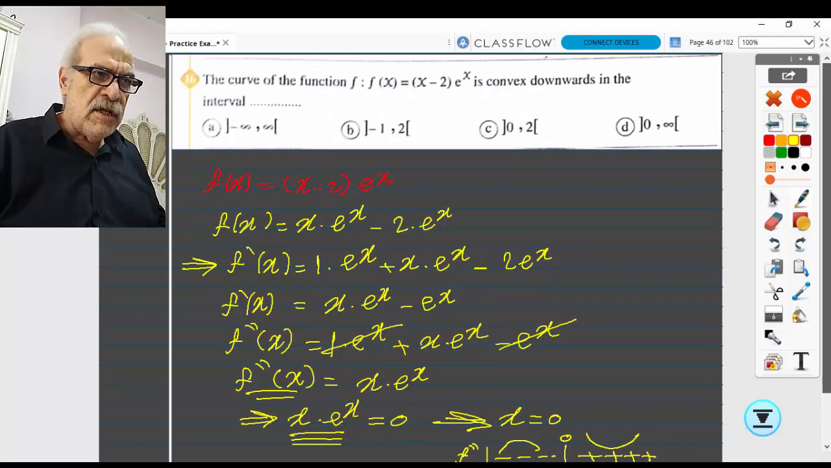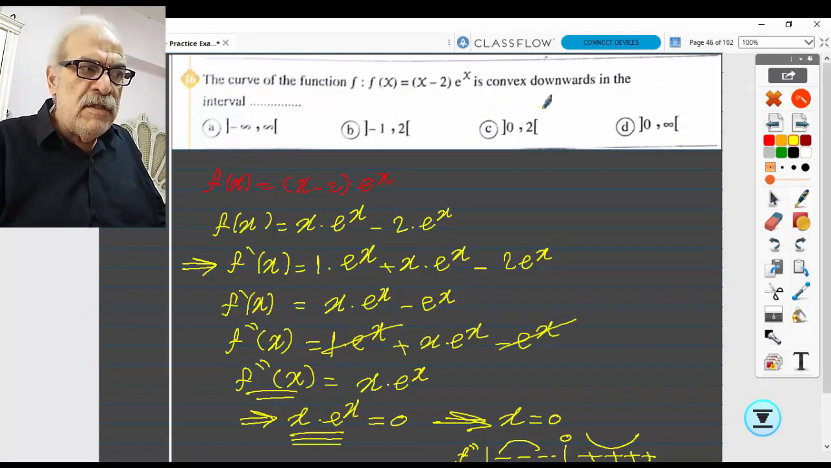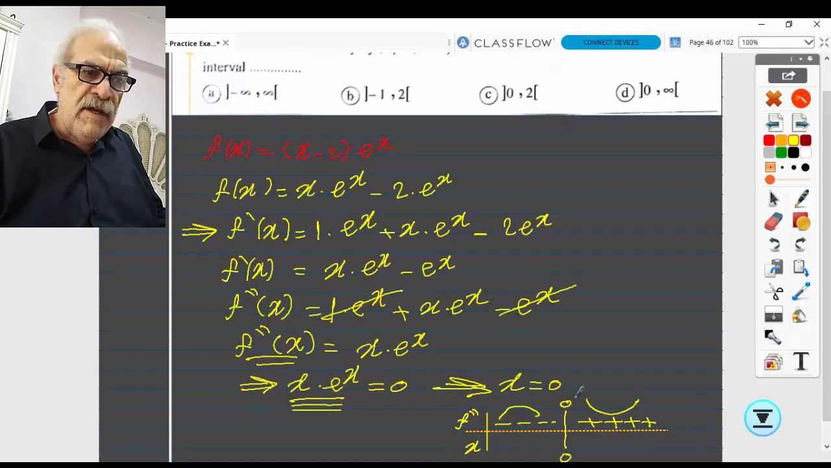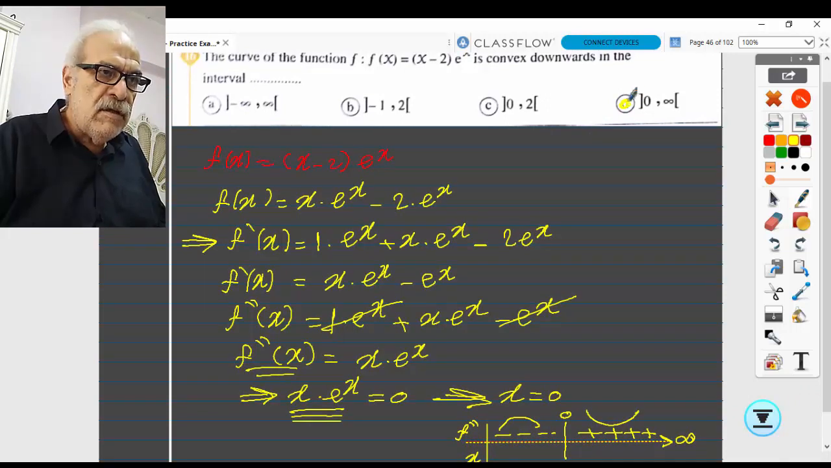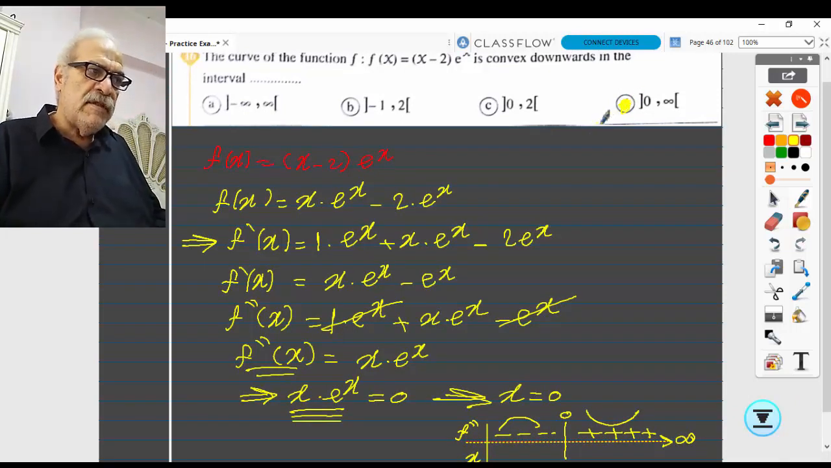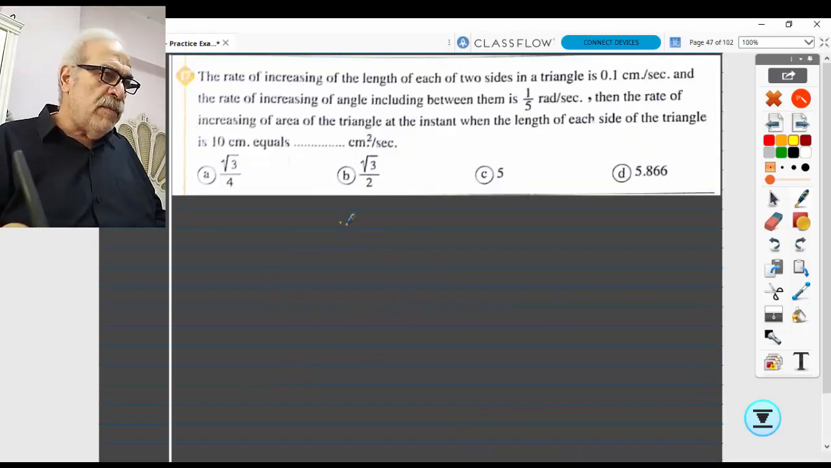Back to the question again. The function is convex downwards in the interval from 0 to infinity, which is at letter D. From 0 to infinity. Next, question number 17.